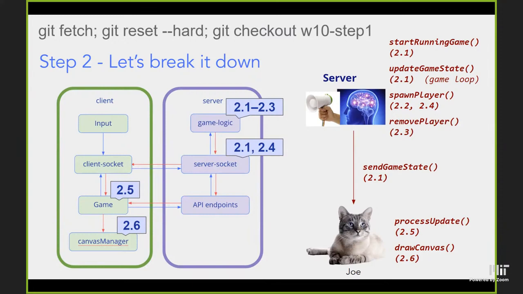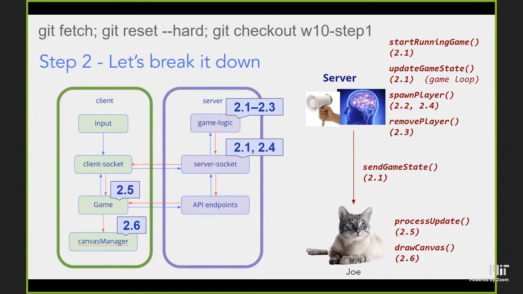So what are we going to want to do on the server and on the client? We're going to want to start running the game, and we're also going to want to periodically update the game. This is called the game loop. That's all on the server side. Remember, all of the game logic lives on the server side. And after we update the game state periodically, we're going to want to send that game state to the client also. So we're going to use sockets to do that.